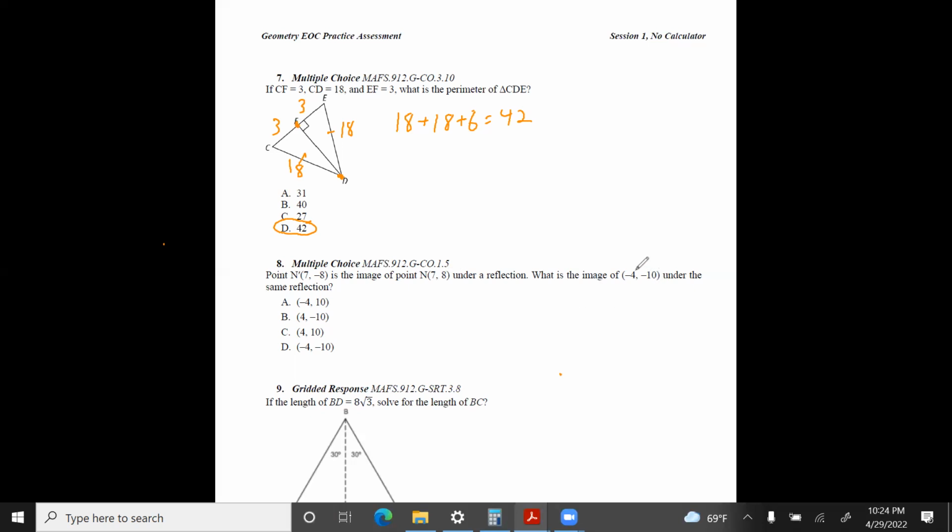We're going to apply the same reflection over here. So the only thing that should change is our Y values. So if we had -4 and -10, the -10 becomes +10. So -4, +10, which is A.